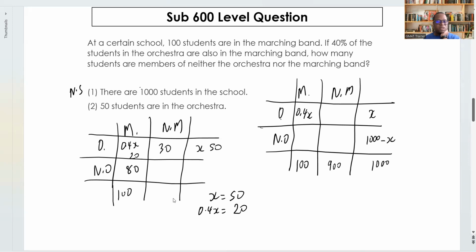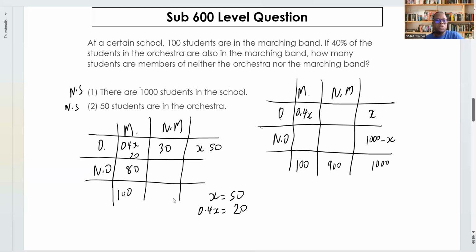How many are not in the marching band altogether? If you're able to know this, you could know how many are in either of the groups, because you have those who are not in the orchestra. And at the same time, if you knew how many are not in the orchestra entirely, you'd also be able to get this. So statement two does not give us that information either. Therefore, it's not sufficient, because it can have multiple values. So multiple values make this statement not sufficient.